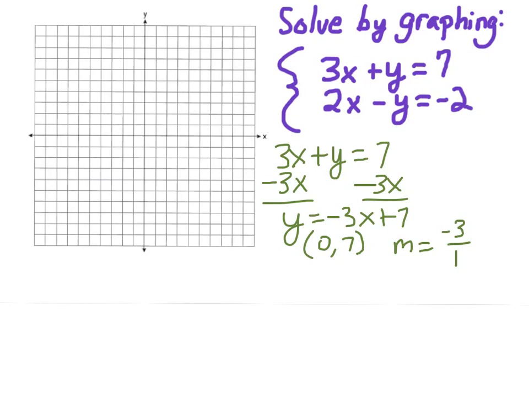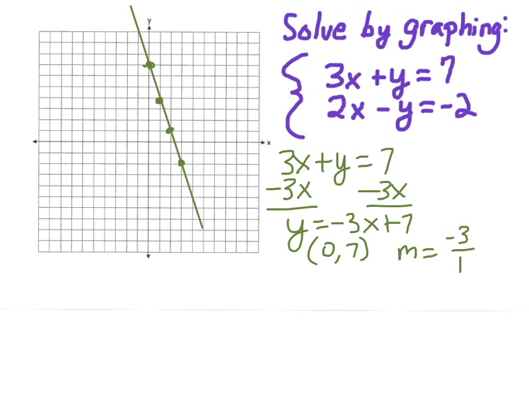So (0, 7) is right there. And then I go down 3 and right 1. May do that a couple of times just to make the graphing a little easier. Now I'll draw my line. There it is. There's that first line. Well, let's work with the other line.